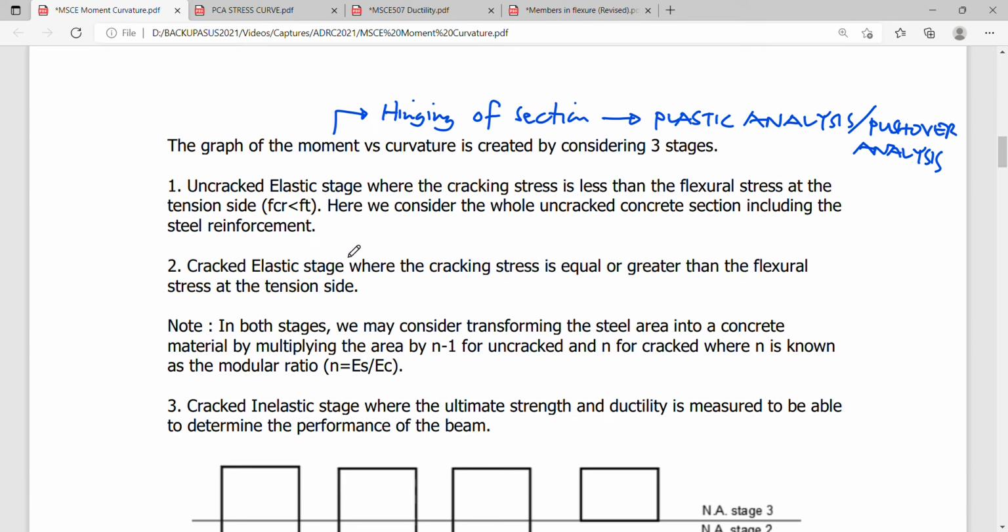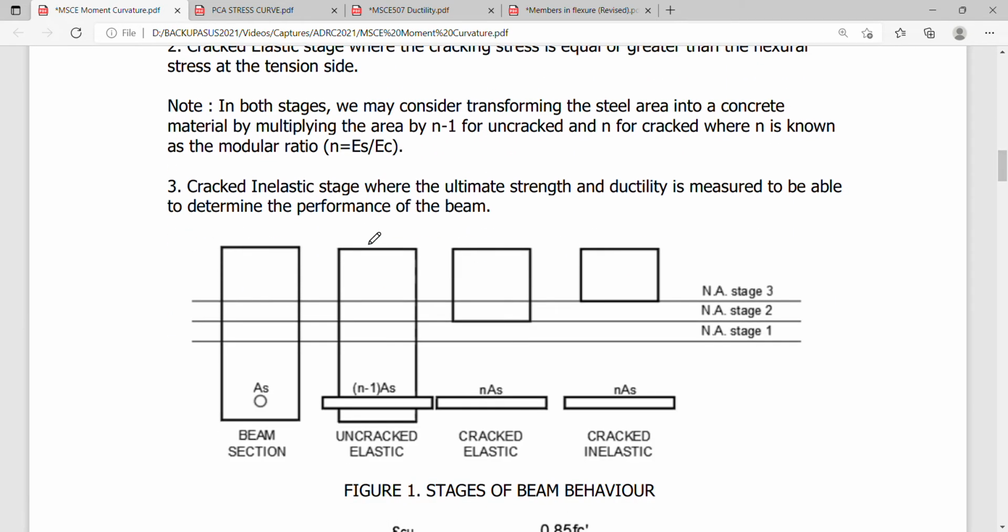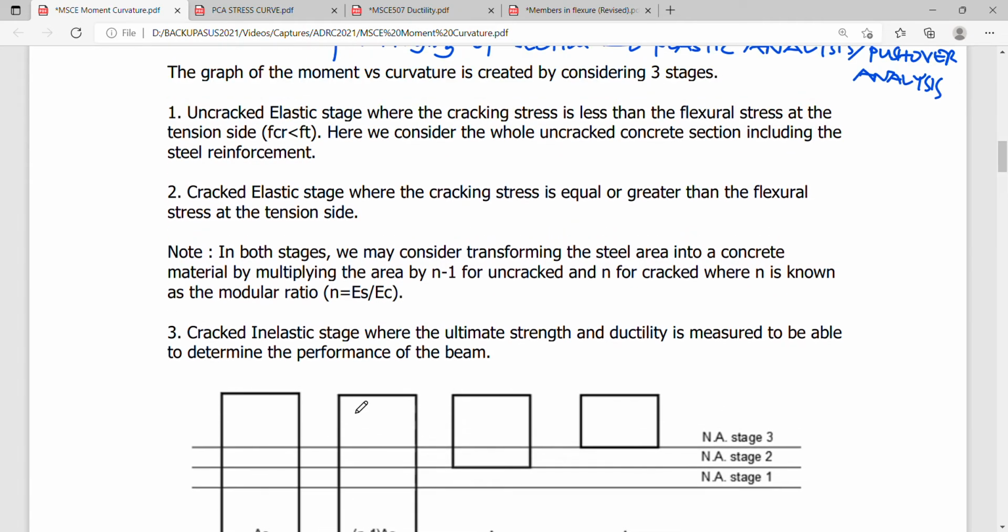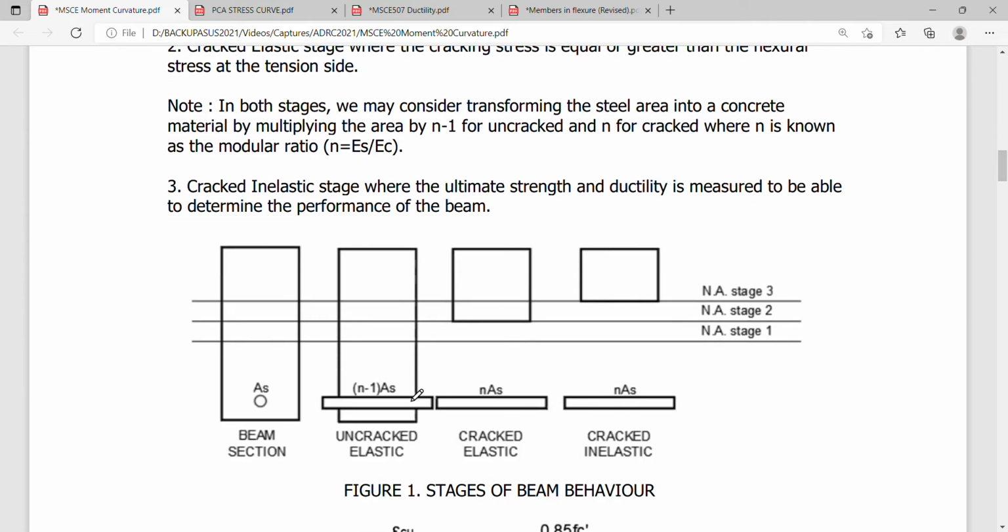So to discuss now the actual procedure, the first step is, of course, to consider first your initial stage, which is the uncracked elastic stage, where the cracking stress is less than the flexural stress at the tension side. So here we consider the whole uncracked concrete section, including the steel reinforcement. So you can see here a section that represents your first stage depth, which is the uncracked elastic stage. Okay, so this is the first stage. This is the actual beam section, and this is the first stage.